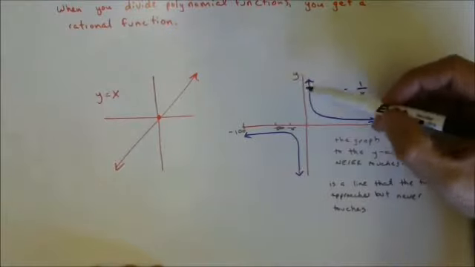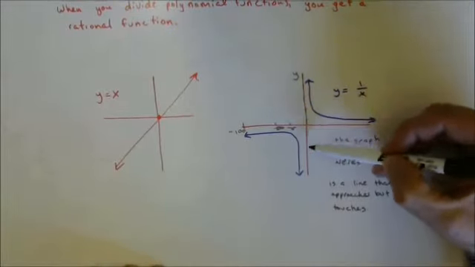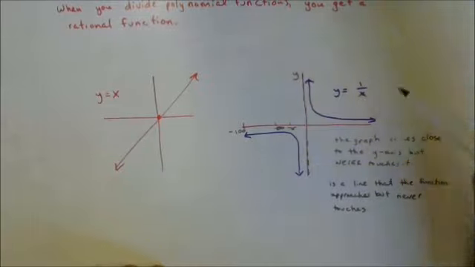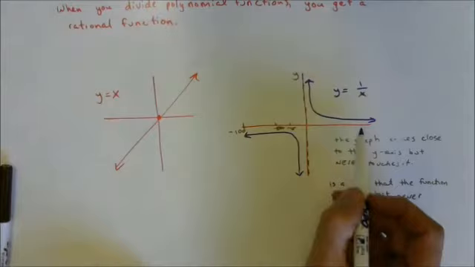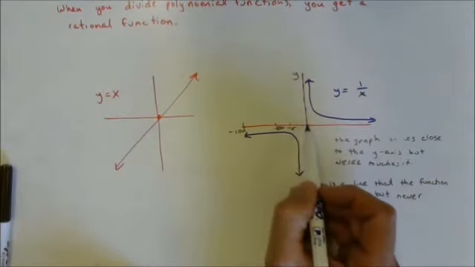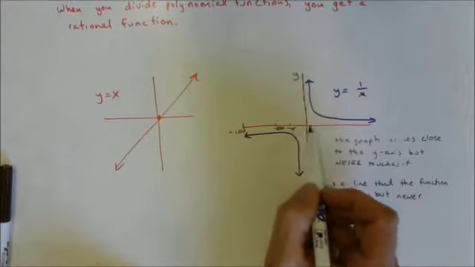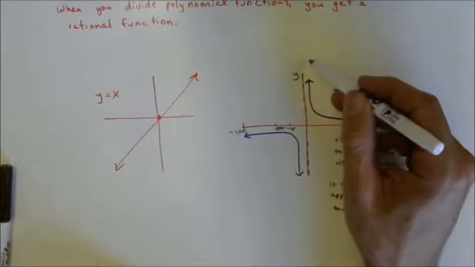So in this example, our vertical asymptote is the y-axis. Okay? As our curve comes up from the right, it gets closer and closer and closer to 0, but it never touches 0 on the x. It never touches x equals 0. It goes way up to positive infinity.